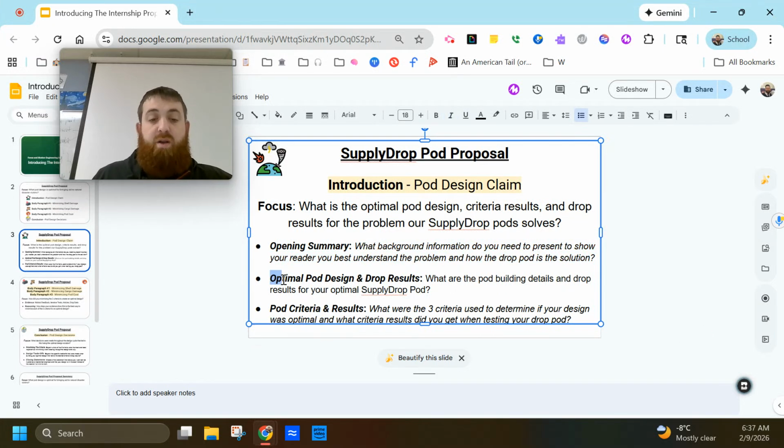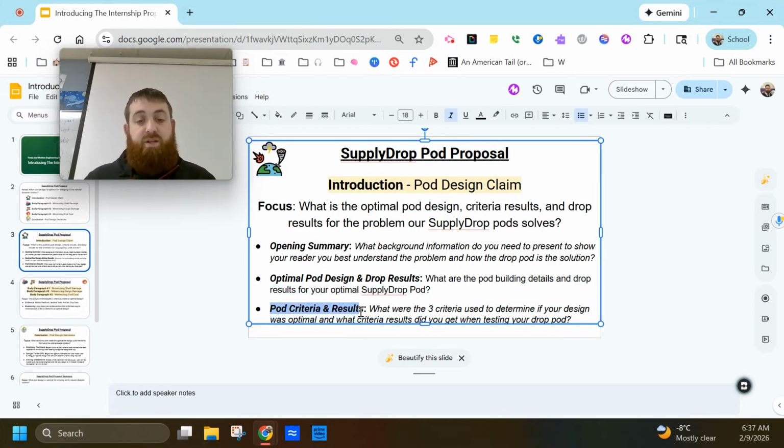The second thing you'll talk about is your optimal pod design and drop results. So what are the pod building details? This is where you'll talk about what did you use for your shell? What did you use for your add-ons and so on? And what are those drop results? So if we were to drop it, what would be the overall mass of it? What would be the velocity as it drops? And lastly, what would be the impact force when it collides? This is going to give your readers your overall claim in terms of what you feel is your optimal design and what they can expect when it's dropped.